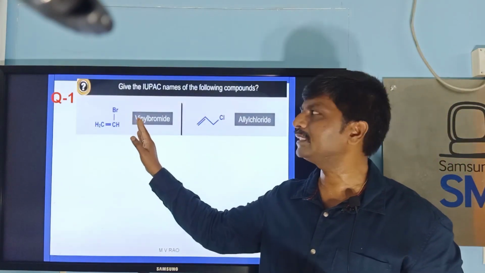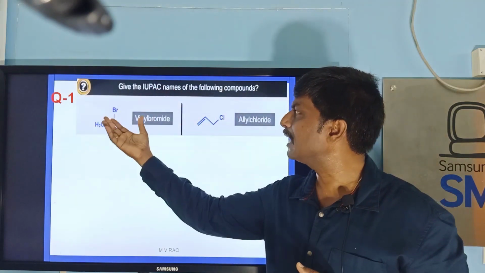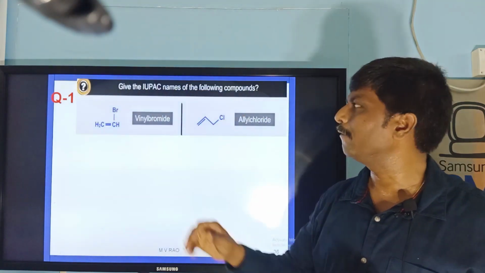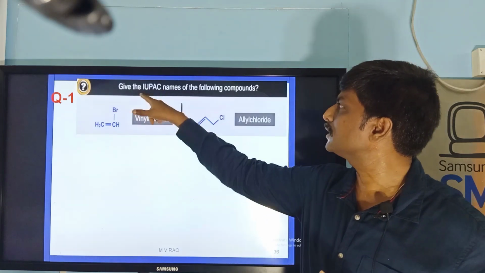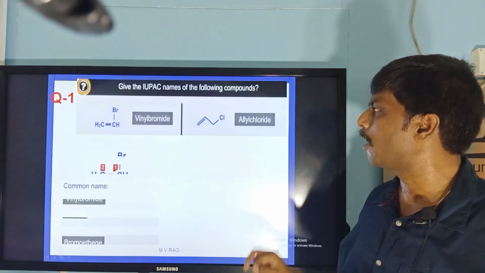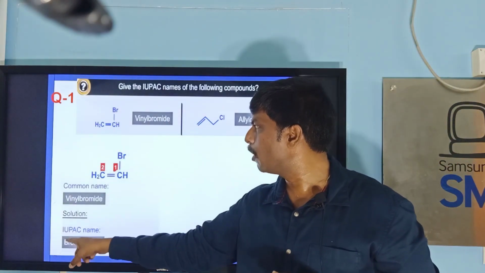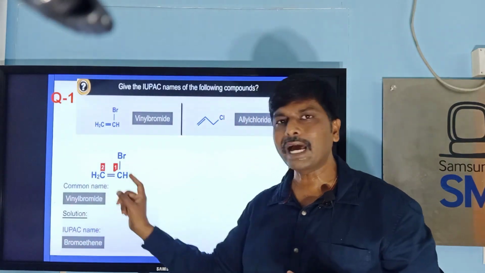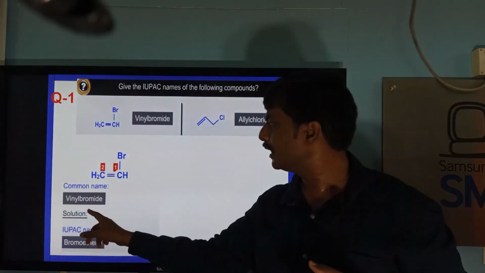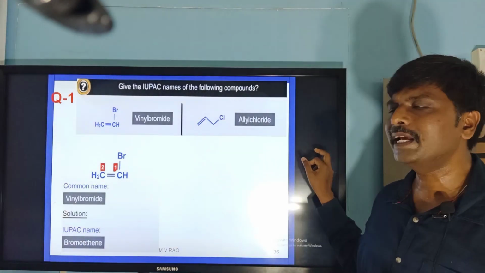CH2 double bond CHBr. I already explained, it is called vinyl group, vinyl bromide. But in this question, I want the IUPAC name of this compound, vinyl bromide. You give the naming. Bromo is the prefix. 2 carbons are there, eth. Here a double bond is there, ene. Bromoethene is the IUPAC name.